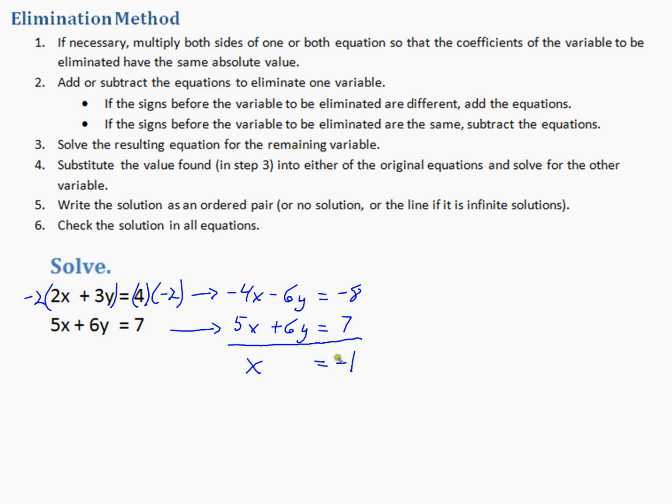Now what we can do is take that -1 and put it into either equation. Let's go with the bottom this time. So we're going to do 5x. Well, x is -1, we just found, plus 6y equals 7. 5 times -1 is -5, plus 6y equals 7. We would go ahead and add 5 to both sides.